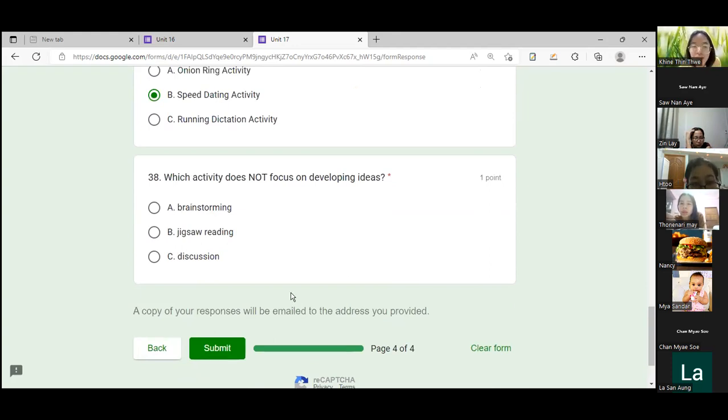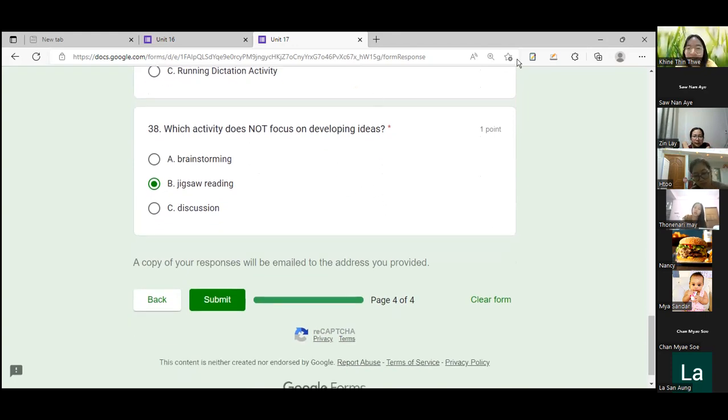This is all reading. And then we have finished.